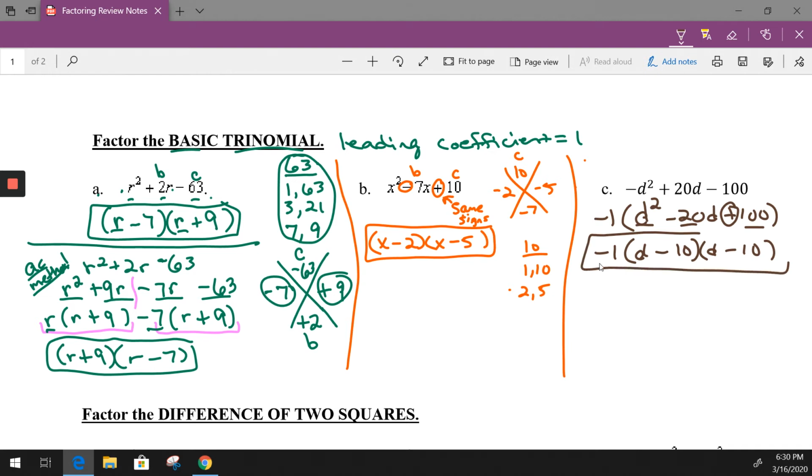That is also a factor of the original polynomial. And again, if you like to see it up here, you've got your positive 100 and your negative 20. So negative 10 and negative 10 multiply together to equal 100, but they add up to negative 20. And that's where we get these two numbers from.